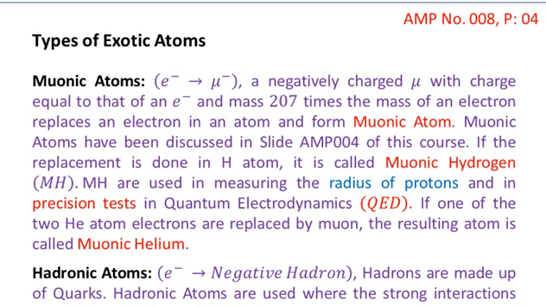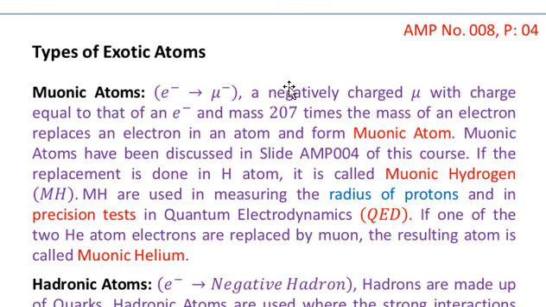Types of exotic atoms. Muonic atoms. You see that in the parenthesis I have shown that the charge of the electron is replaced by the negative muon. So if in an atom you replace an electron with a negative muon, then of course such an atom will be called a muonic atom. A negatively charged muon with charge equal to that of the electron and a mass which is 207 times the mass of the electron replaces the electron in an atom and forms a muonic atom.